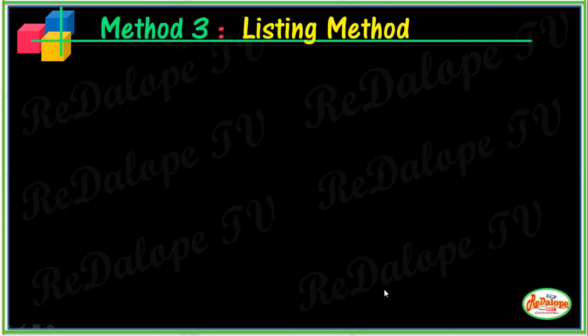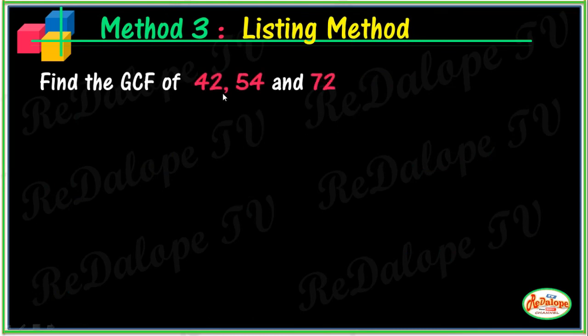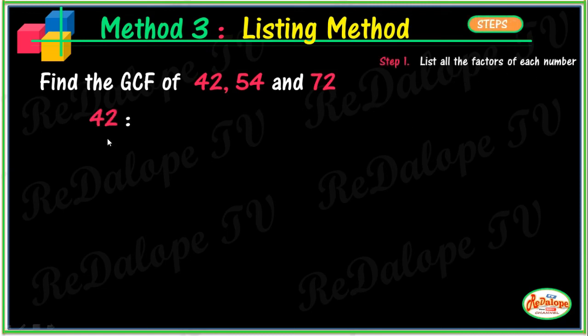Next, the last method we have is the listing method. So the same problem, 42, 54, 72. So the first step is we will list all the factors of each number. So we have 42. So how do we find the factors of 42? So we divide 42 by the first number, which is 1. 42 divided by 1, so that is 42. 42 divided by 2, so that is simply 21. 42 divided by 3, so that is 14.